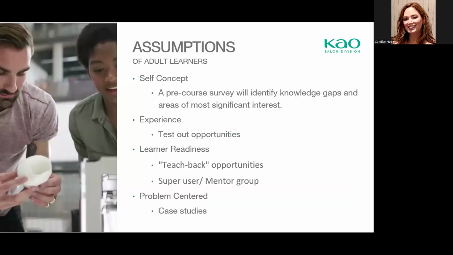And then in terms of adult learner assumptions, we want to make sure that we address self-concept. We know that our learners are known for their robust and self-directed work ethic. And their success really hinges on their ability to manage their time and workload independently. So we know that their learning must really demonstrate the relevance to their professional goals and directly apply to improving their sales performance. So we will have a pre-course survey, which will help to identify those knowledge gaps and areas that are most significant of interest, really helping to engage them.